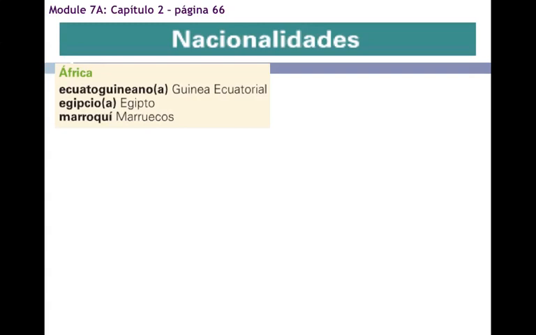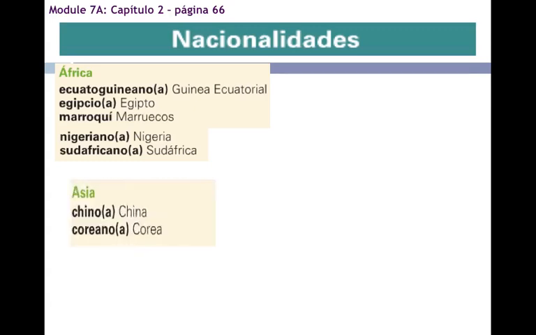Ecuatoguineano, ecuatoguineana. Egipcio, egipcia. Marroquí, marroquí. Nigeriano, nigeriana. Sudafricano, sudafricana.